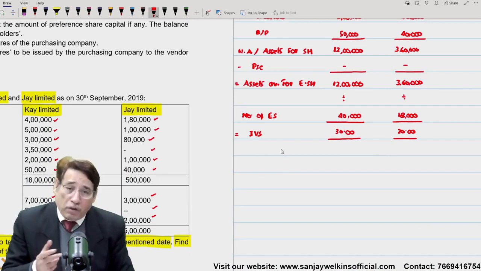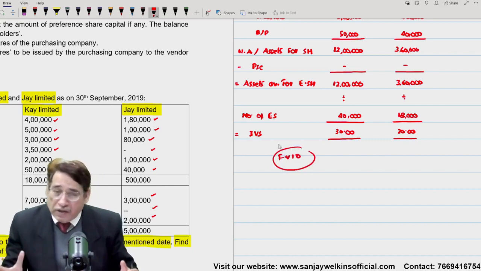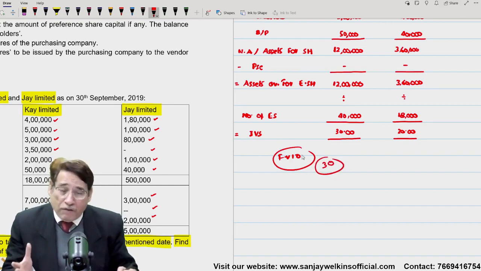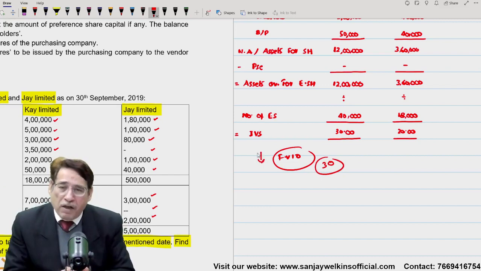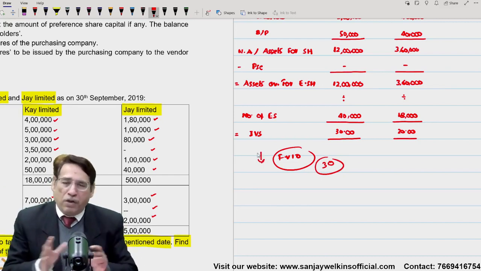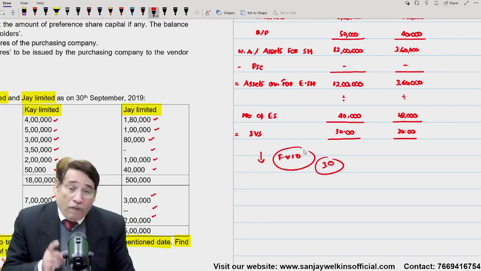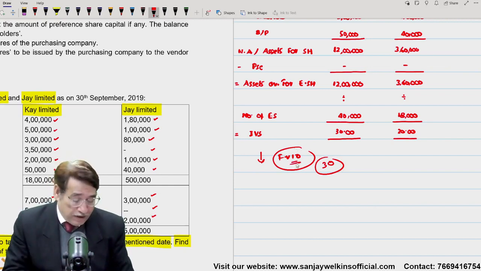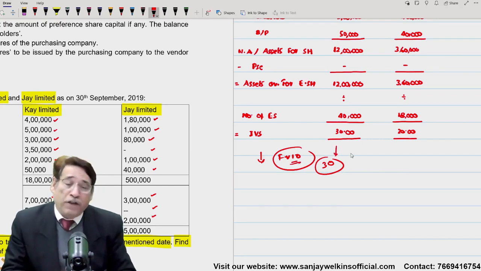For example, in this particular case, we know that the face value of the share is 10, and the intrinsic value is 30. It means, suppose today this company gets liquidated, even in that case I need not worry about my investment, simply because this company has enough assets to back one share of rupees 10 each. One share of rupees 10 is backed by 30 rupees worth of assets. So the financial position of the company is very strong.